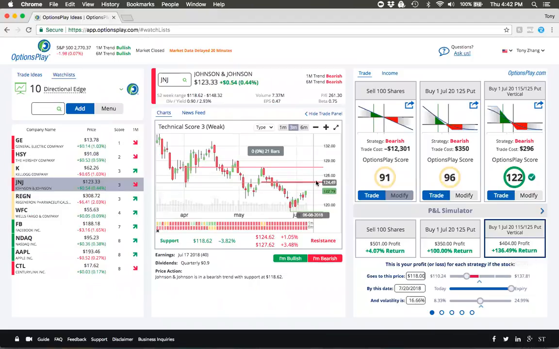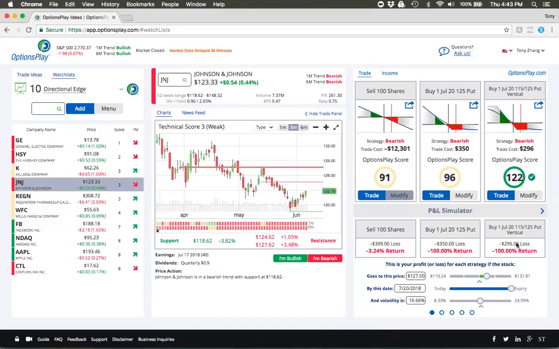And on the same token, let's say we're wrong and the stock goes back up to 127, what happens? Here, if you had shorted the stock, you lose $400. Here, if you bought this put, you lose $350. But if you bought this put vertical, you only lose $296. That's why options is a great way to play these directional views with limited risk, because using these put verticals allows you to really take a directional view with minimal risk. And if you're correct, because of the small amount of capital it requires to get into one of these verticals, you actually get a substantially higher return.